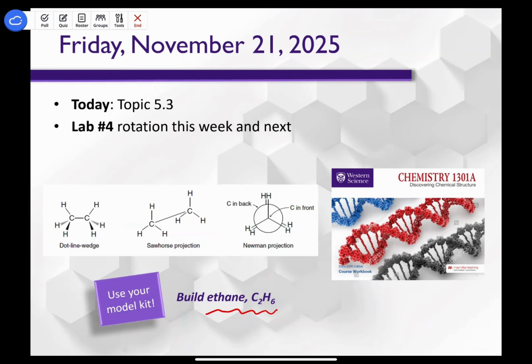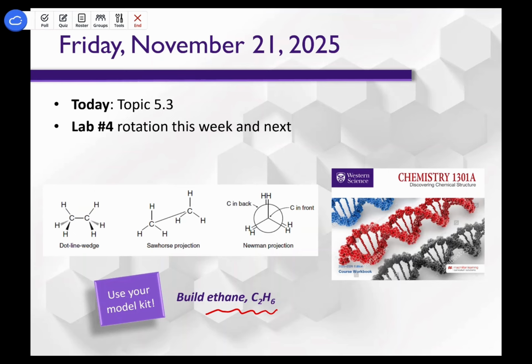Hello everyone, I hope you brought your model kit today and you're ready to have some fun learning about three-dimensional organic molecules. So last class, we started building different molecules and we just introduced the idea that we can use different ways of visualizing and drawing three-dimensional structures. We started with the dot line wedge diagram on the left-hand side. And I would like you to go ahead and build that while we're getting started.